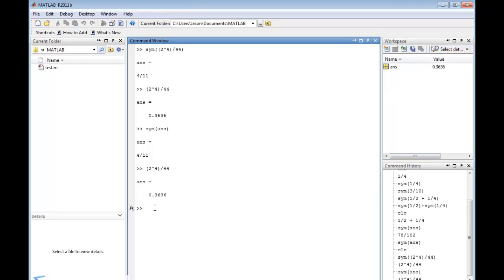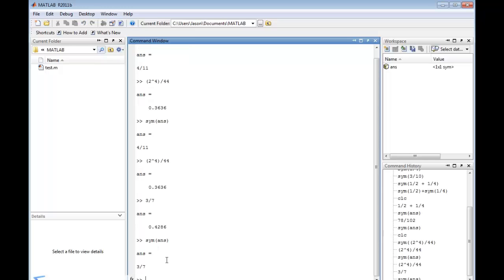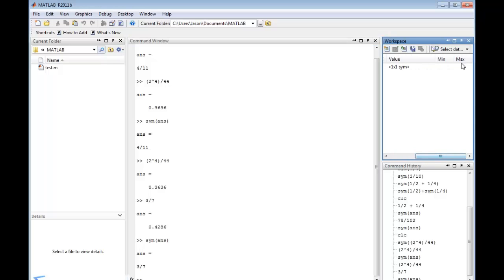When we divide things, 3/7 or whatever, the value of the last answer is a decimal, right? Now if I take sym and convert the last answer to a symbol, in this case it takes 0.4286 and converts it to a fraction, and I get 3/7. Notice this changed over here. The icon changed to a cube, and the value is not really given to us. The value says it's a 1 by 1 sym. And if I scroll over, the min and the max aren't even listed here.